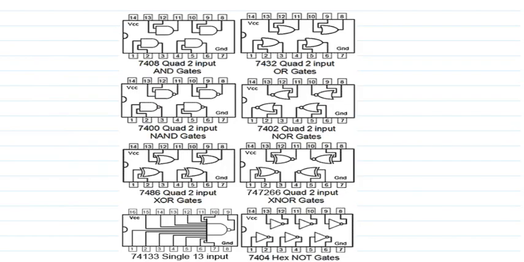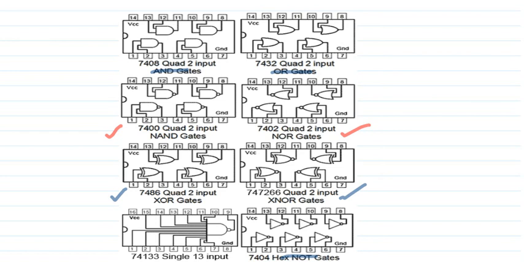Next we will be seeing the IC pin layout. The important gates we know: what are the important gates we have seen? One is the AND gate, the OR gate, and the NOT gate. Then we saw the universal gates, the NOR and NAND gates. Then other gates like XOR and XNOR.